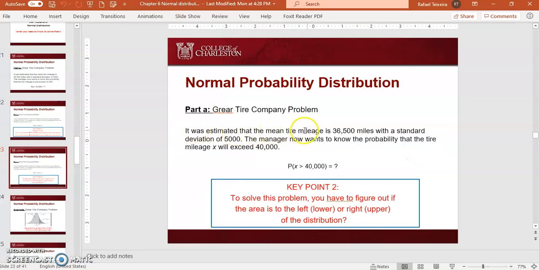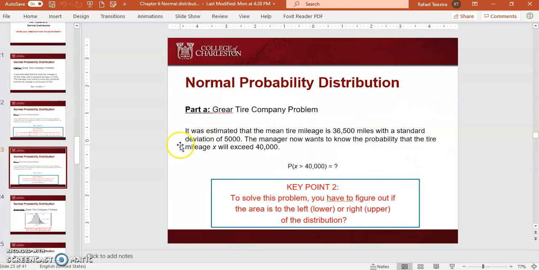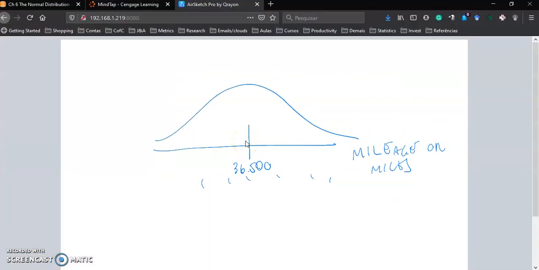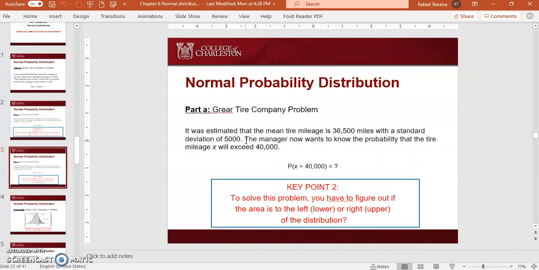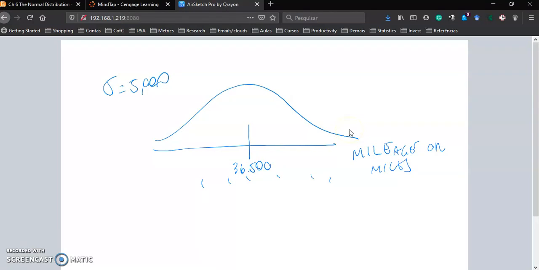It was estimated that the mean tire mileage is 36,500 miles. I know that the mean is at the center, so here is 36,500, with a standard deviation of 5,000. I can put 5,000 here. That's my standard deviation. So what the problem is saying is, what's the probability that the tire will exceed 40,000 miles? First thing is, where is the 40,000?